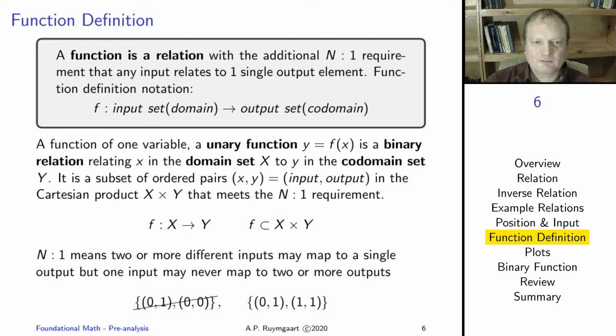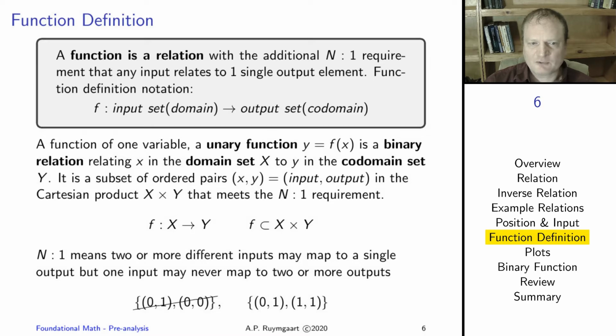At the bottom of the slide here we have two examples of sets of tuples that could be the result of the Cartesian product, or a subset of the Cartesian product. The first one is crossed out because we have the element 0 relating to the element 1 in Y, and we also have the element 0 relating to the element 0 in Y. So that is a 1 to n relation right there. Anytime we have one element relating to more than one output element in the codomain, it's not a function.